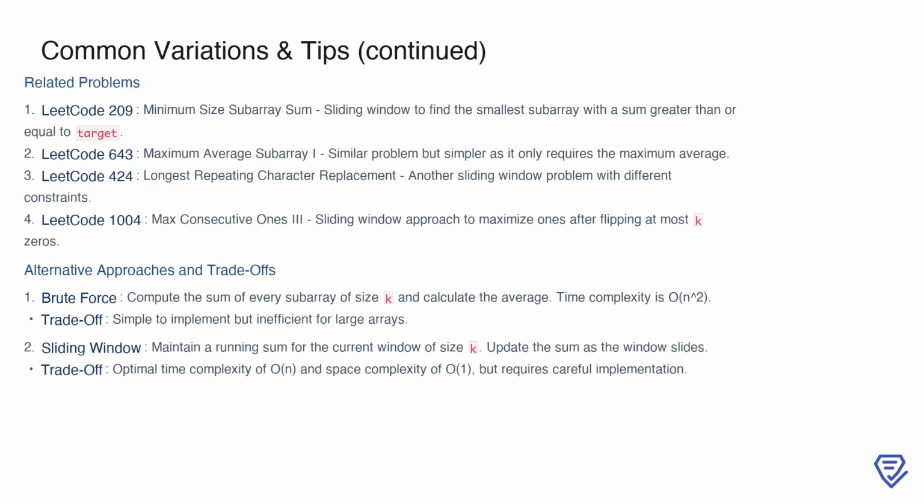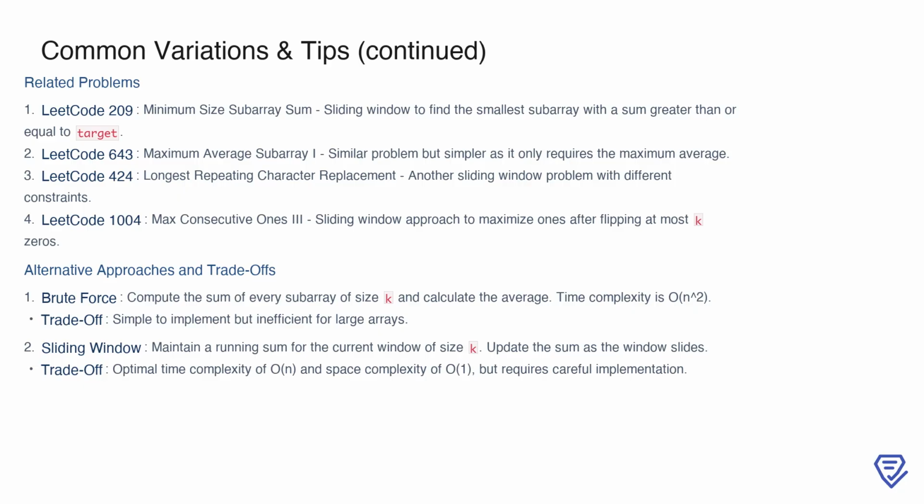When it comes to related problems, many follow a similar sliding window approach. For instance, LeetCode 209, Minimum Size Subarray Sum, involves finding the smallest subarray with a sum greater than or equal to a target value. LeetCode 643, the current problem, is slightly simpler as it focuses solely on finding the maximum average. LeetCode 424, Longest Repeating Character Replacement, applies the sliding window technique in a different context, dealing with character replacements. Similarly, LeetCode 1004, Max Consecutive Ones III, uses a sliding window strategy to maximize the number of ones in a binary array after flipping at most k zeros.